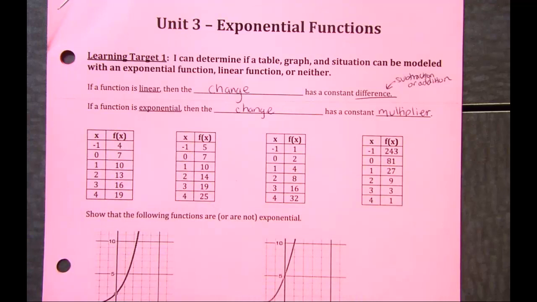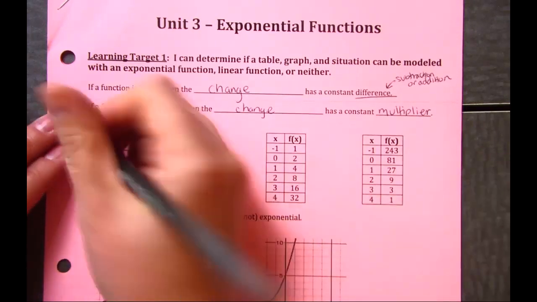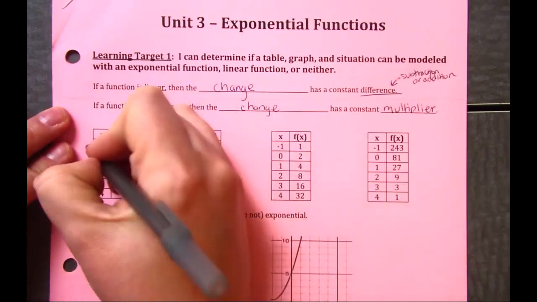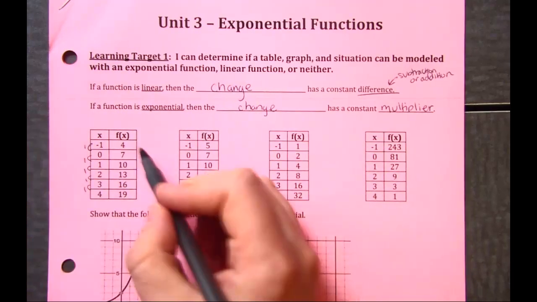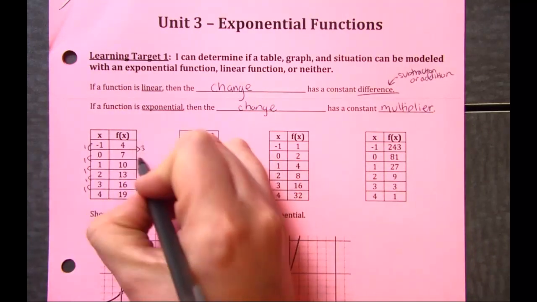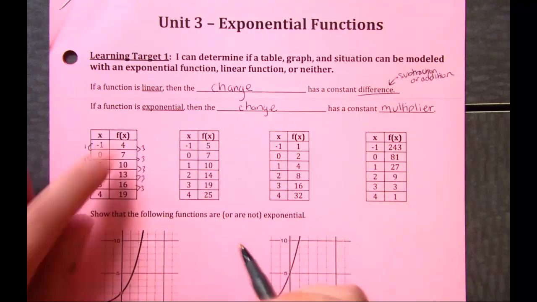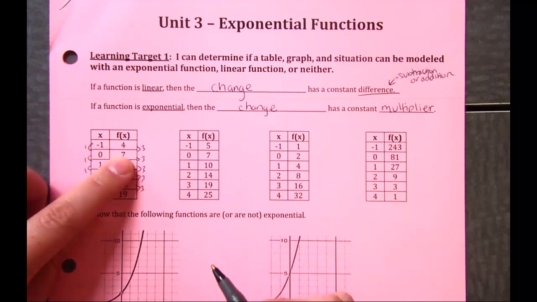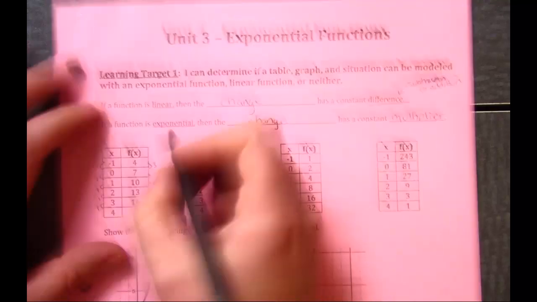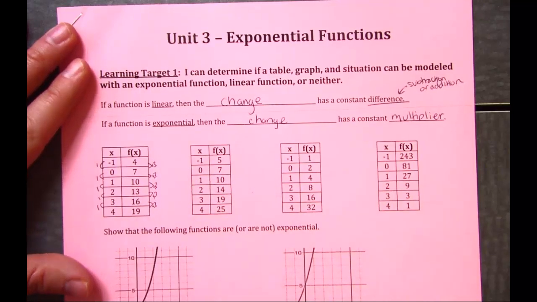So, for example, let's take a look at some of these functions and see if we can find which ones are linear and which ones are exponential and what we mean by multiplier. So here, if we look at the x column, it's increasing by 1. And then over here, the y column is going up 3, up 3, up 3, up 3, up 3. So because we're adding 3 each time, from 4 to 7, we add 3. From 7 to 10, we add 3. Because we are adding 3, I'm going to put a plus in here, plus, plus, plus, plus, and plus. Because each of those are adding 3.